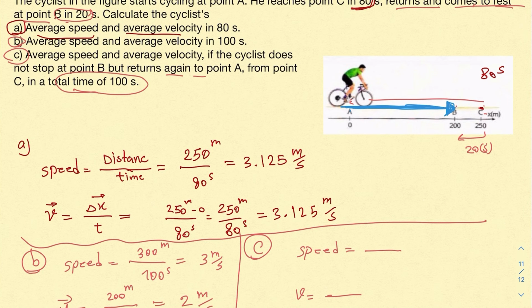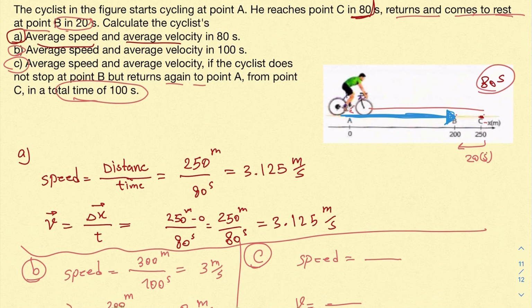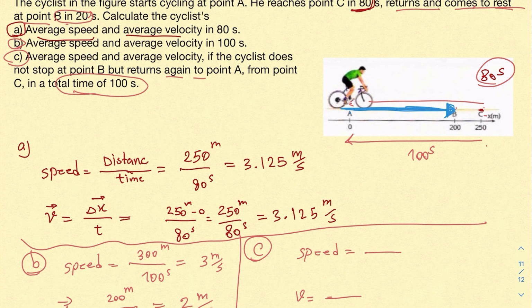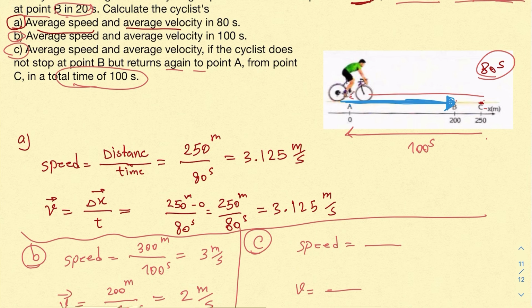In this part, the total time elapsed for this round trip is: from A to C it takes 80 seconds, and then from position C it takes 100 seconds to get back to A. So therefore the total time here will be 180 seconds.